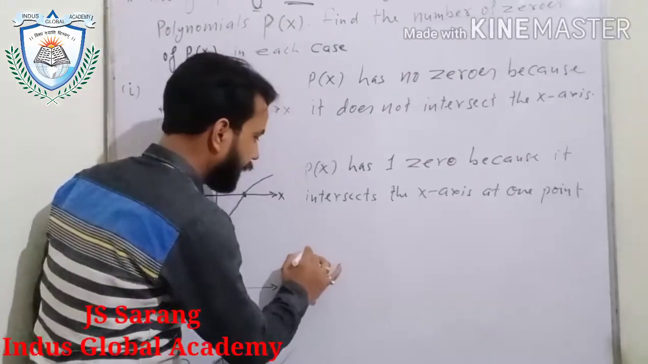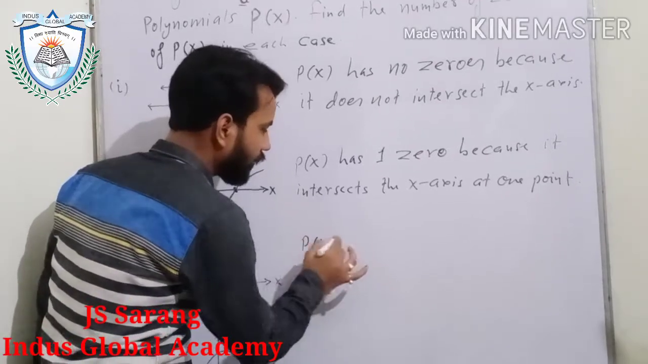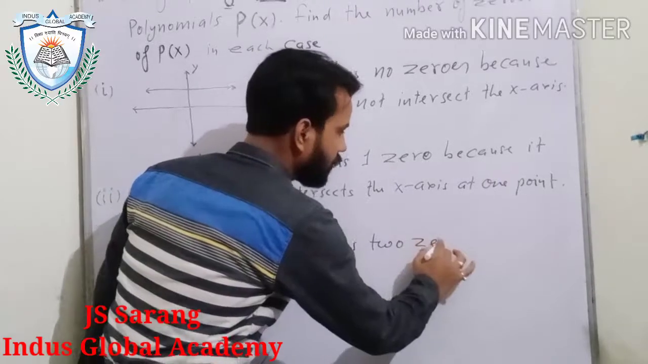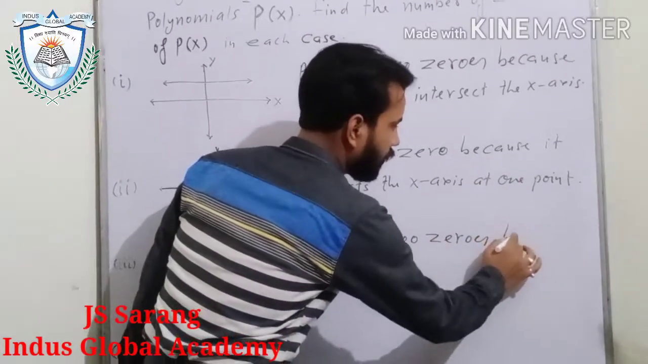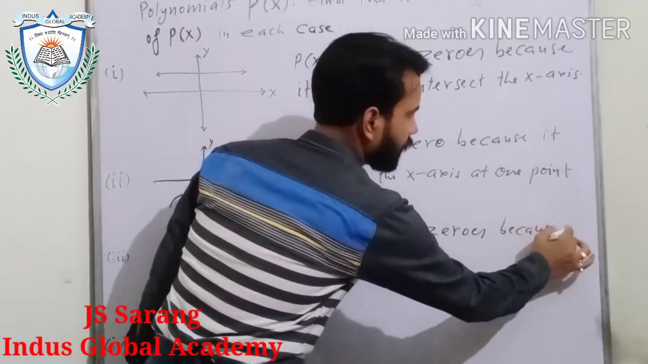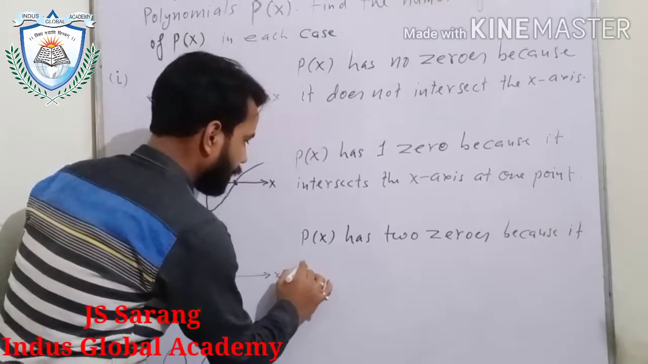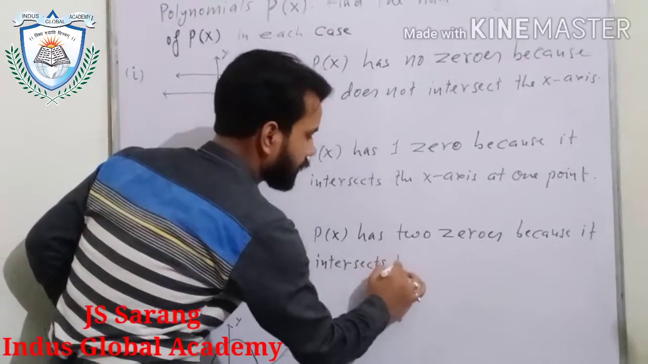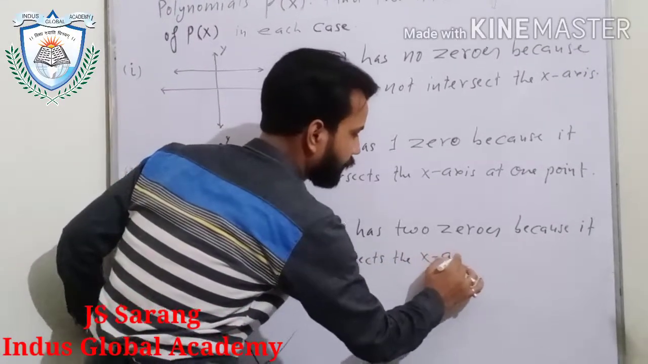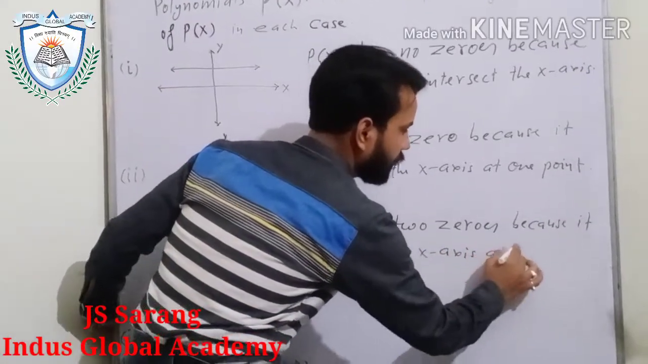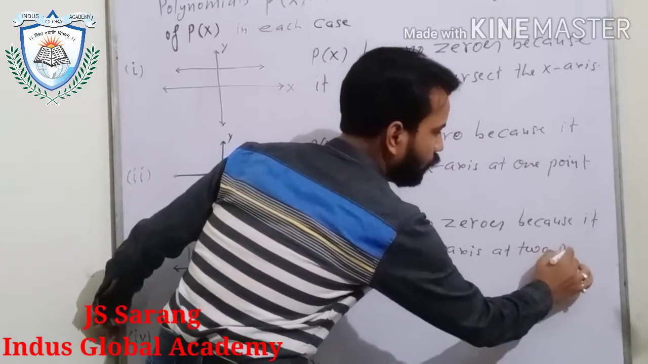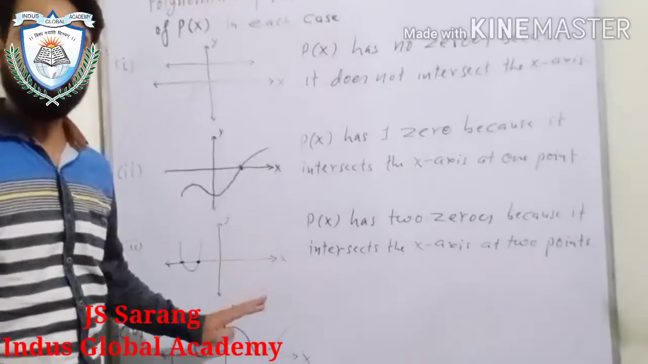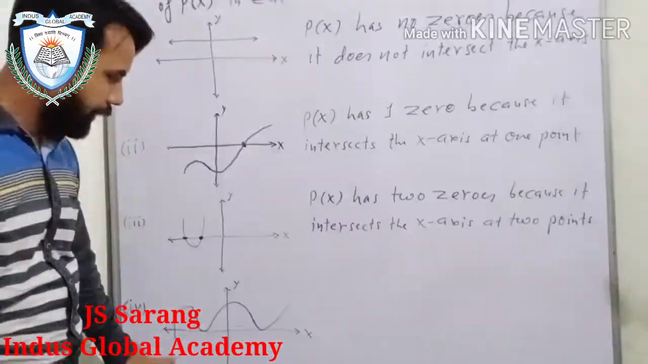So we have to write here: p(x) has 2 zeros because it intersects the x-axis at 2 points. Is it clear?